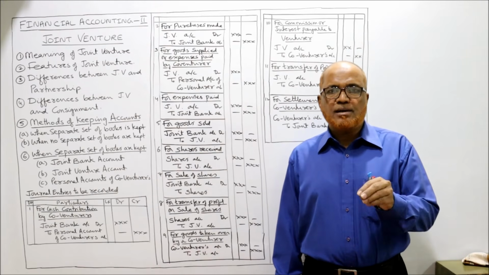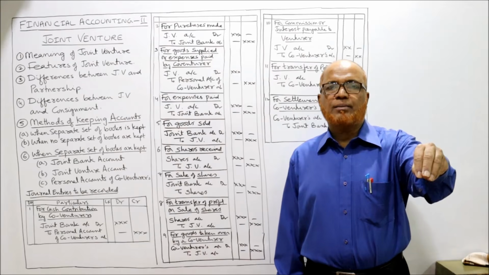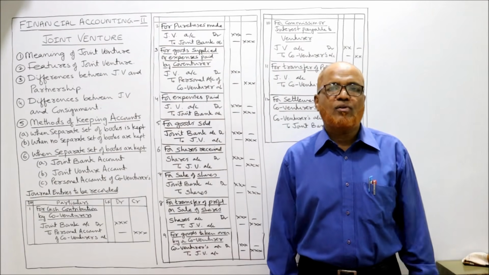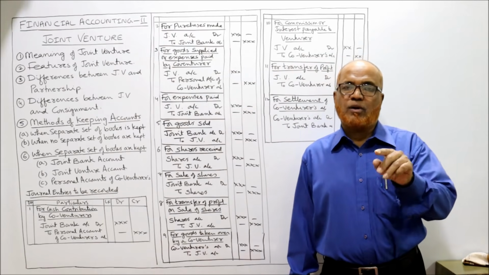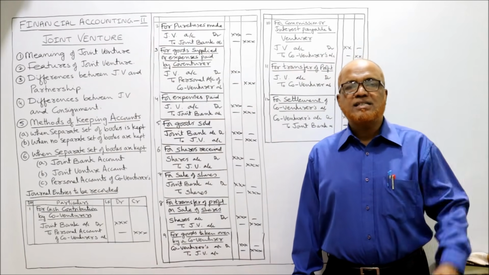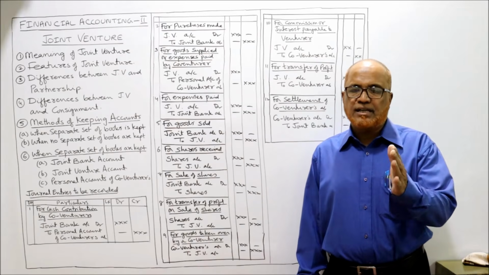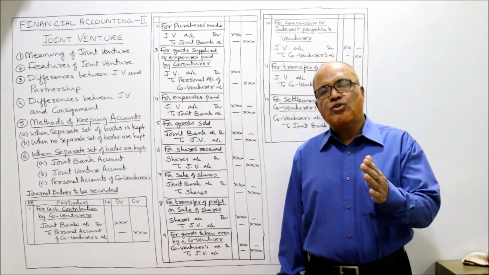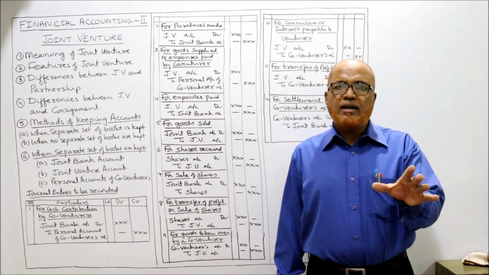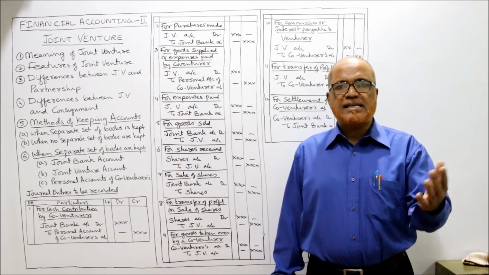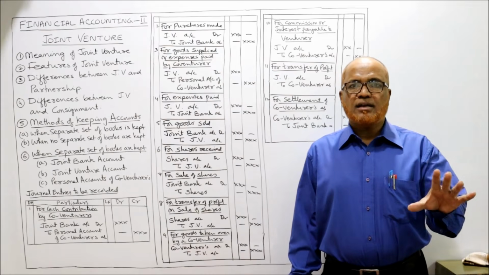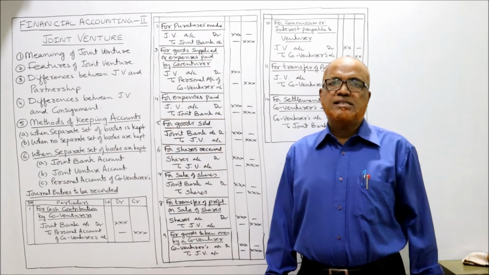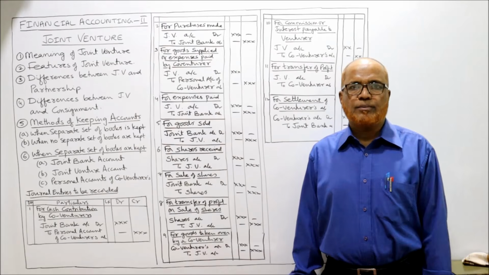The consignor is the principal. He will give the goods to the consignee. The consignee works for commission. So one party is getting only commission, not profit. The consignor will get the profit. This is the difference. Next, in case of joint venture, every party will be a principal as well as agent. Whereas in case of consignment, the consignor is the principal and consignee is the agent. He will get the commission.